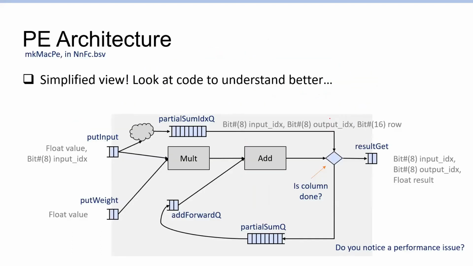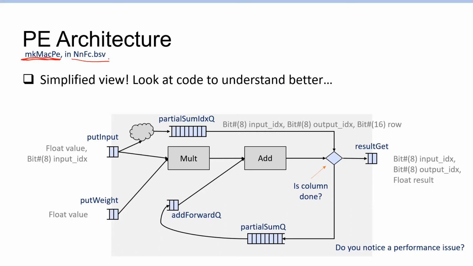And inside each PE is a simplified view of what this PE actually does. You will have to look at the code to understand it better. But for the purpose of Lab 2, depending on what you want to do, hopefully you won't have to look at and understand all of this, because it's a little bit too much to ask for a couple of weeks. But anyways, the PE implementation is inside make mac PE in the same file in nfc.psv.